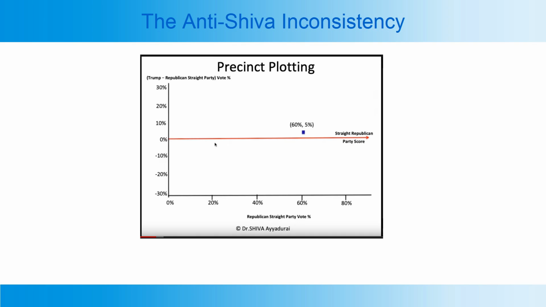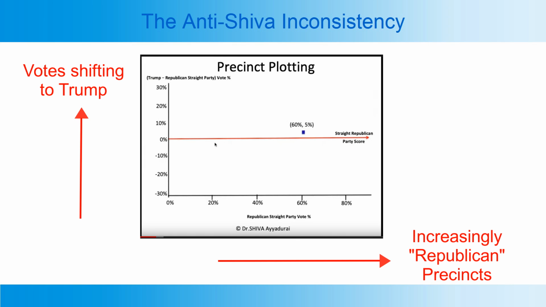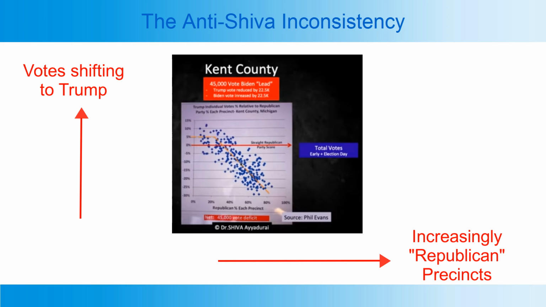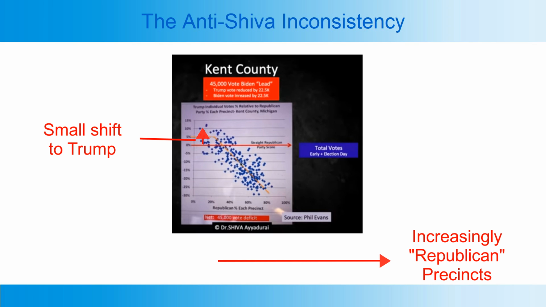Dr. Shiva produces a plot with a parameter on the y-axis that he argues is a measure of Trump candidate votes being more or less than might be expected based on the Republican straight party vote percentage. He plots this parameter directly against the Republican straight party percentage on the x-axis, with increasingly Republican precincts as you move to the right. You can see this argument at this time slice in Dr. Shiva's original video. Then Dr. Shiva plots the Kent County data and gets this plot. Dr. Shiva's interpretation is that this plot shows a small increase of Trump votes in low Republican areas and a large decrease in high Republican areas.